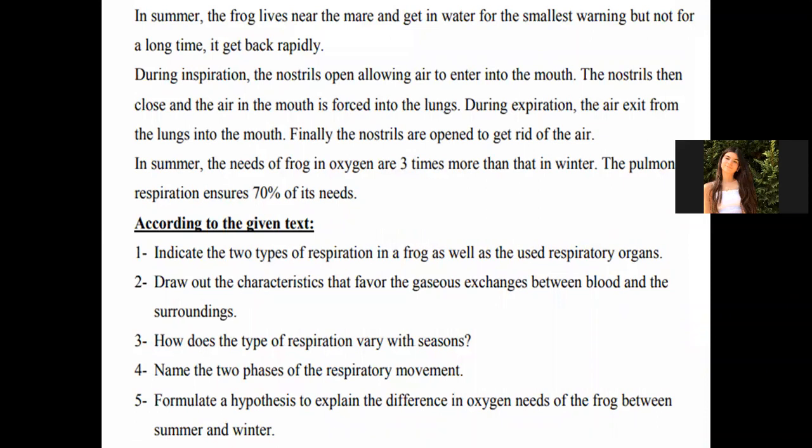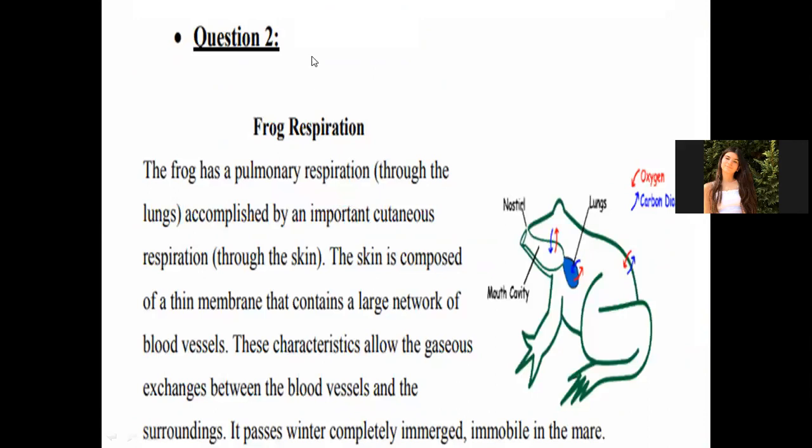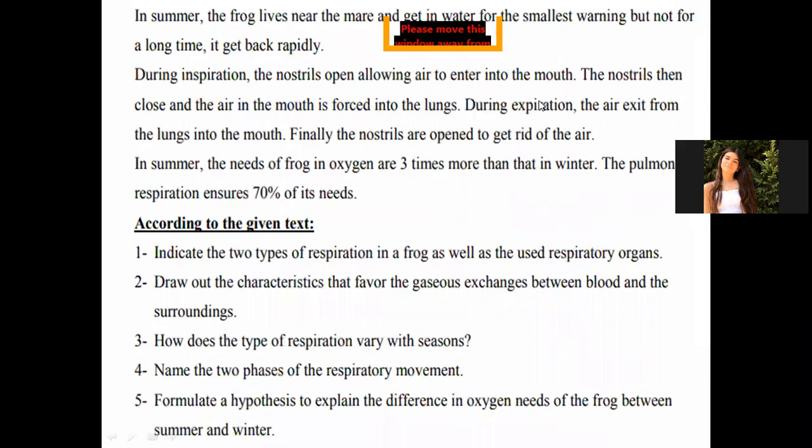What are the characteristics that favor the gaseous exchange? They have a large network of blood vessels. So we have a high number of blood vessels. This allows the exchange because the blood carries the oxygen. Name the two phases of respiratory movement. In the respiration, how many types of movement? We have inhalation and exhalation. And for part 5, formulate a hypothesis to explain the difference in oxygen need. Maybe in summer, the frog has to do more activity. It's more active. That's why it needs more oxygen gas.